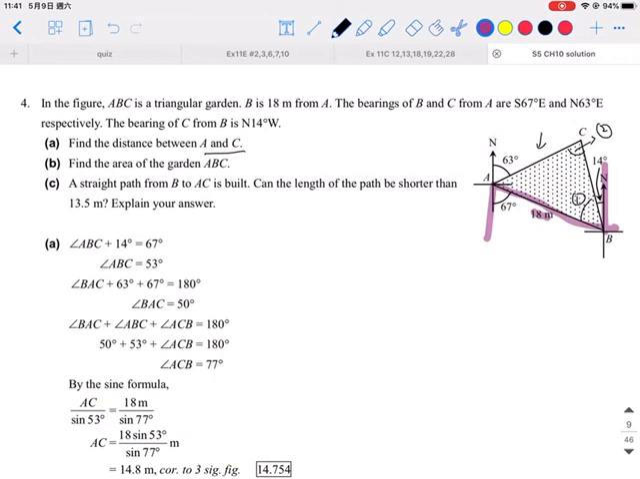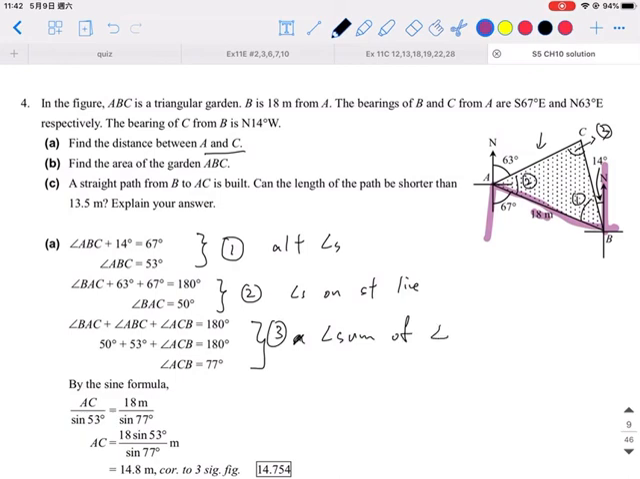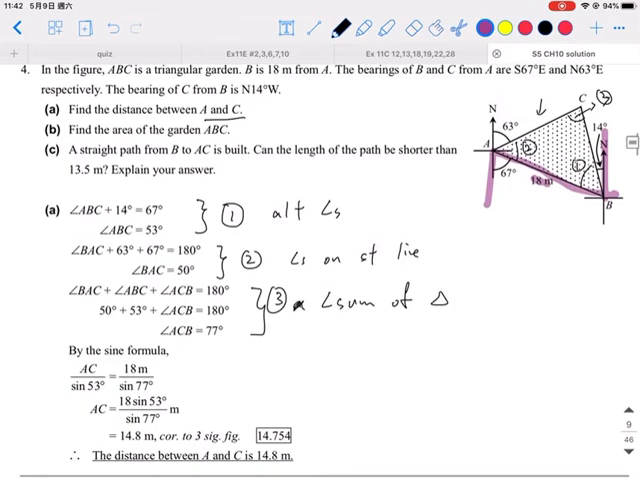Okay, but how can I find the second part? You need to find this one first. And then you can apply the angle sum of triangle to find the angle C. So for the presentation, this first part is angle ABC, our angle 1. Okay, and then for angle 2, it's angles on straight line. This one is alternate angles, and this one is angles on straight line. And the third part is angle sum of triangle. So we finished the first 3 parts, and we can apply the sine formula to find AC.